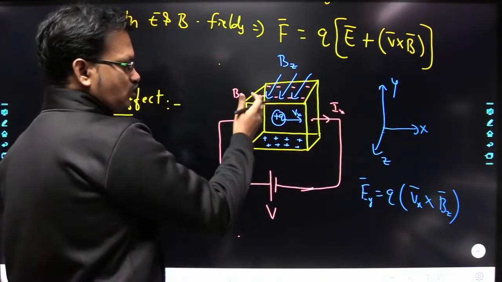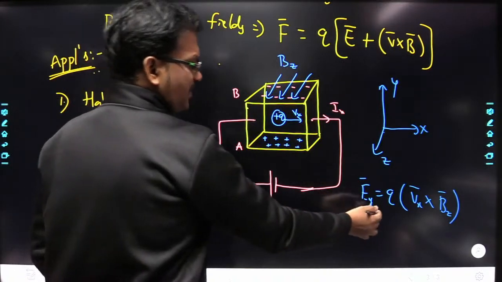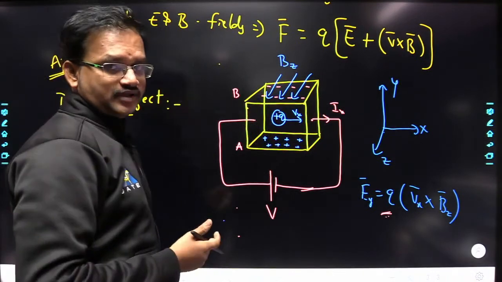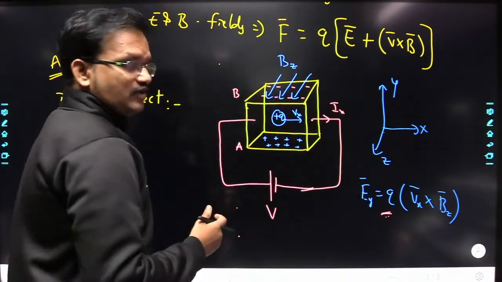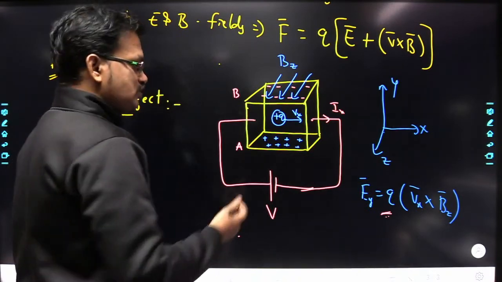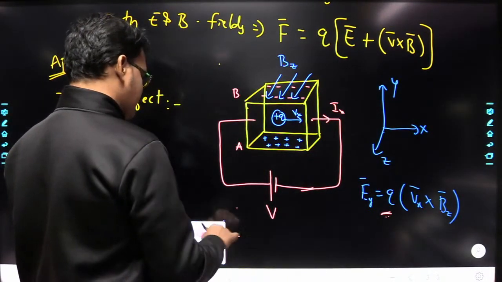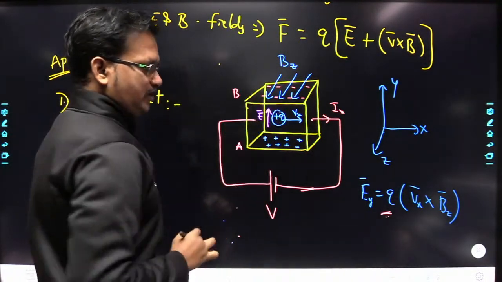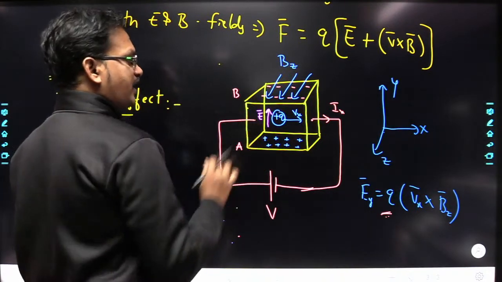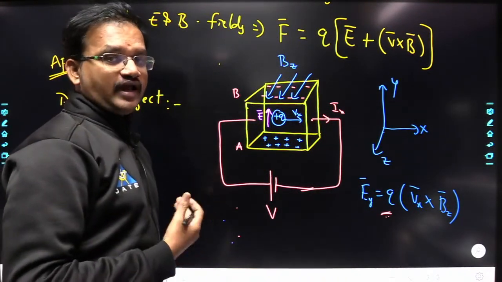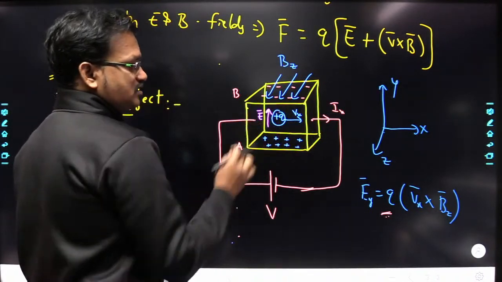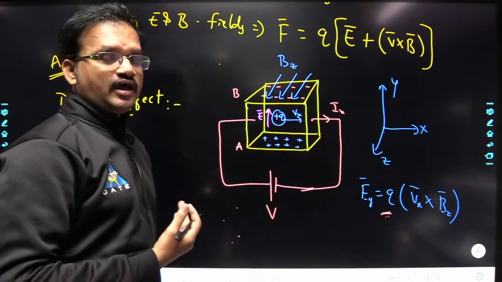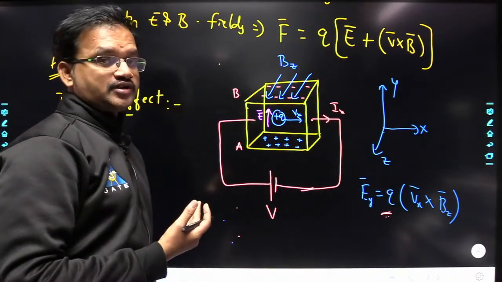Because of this magnetic force, charge separation has taken place. Because of this charge separation, an electric field develops. The electric field is pointing from A to B. This is the direction of the electric field. What is the direction of the electric force here? The charge carriers are positive charge carriers, and positive charge carriers always experience the electrical force along the direction of the electric field.